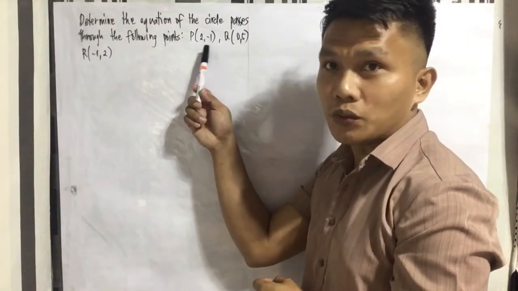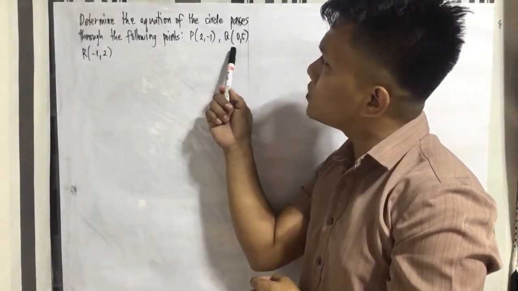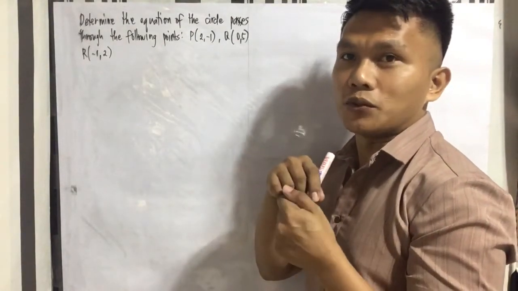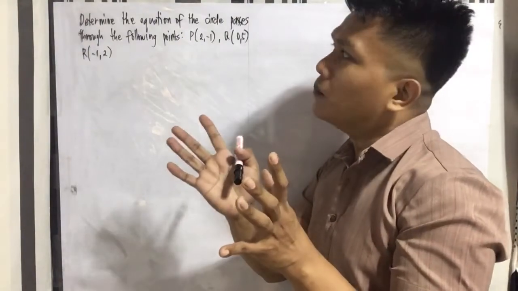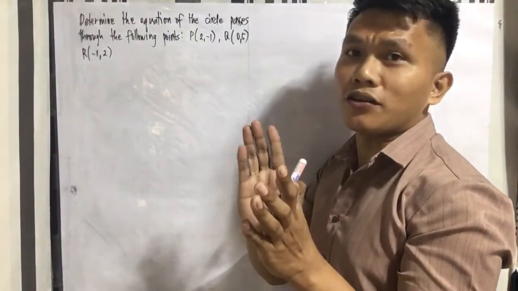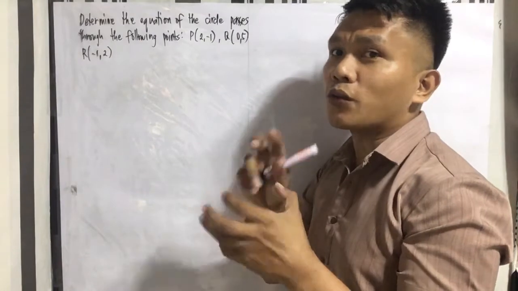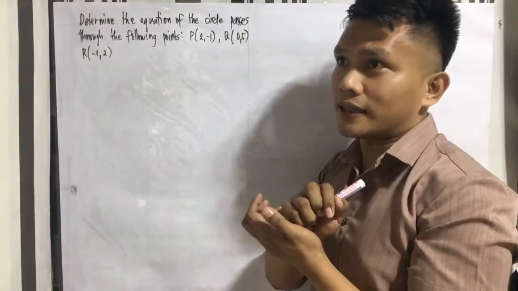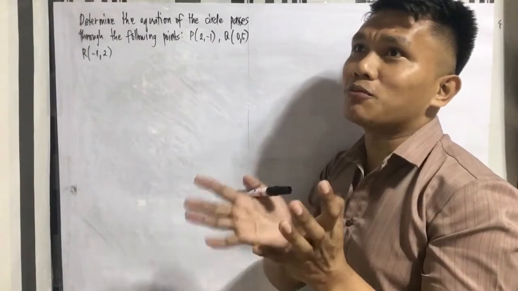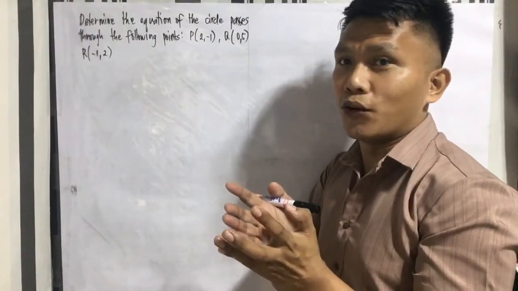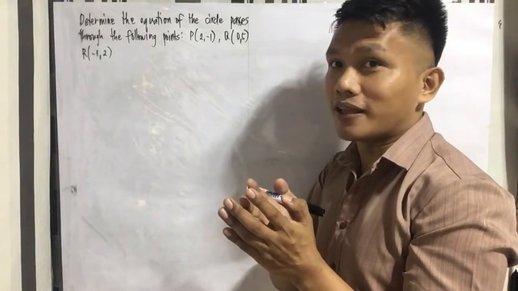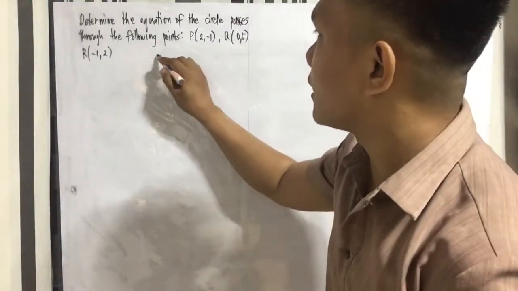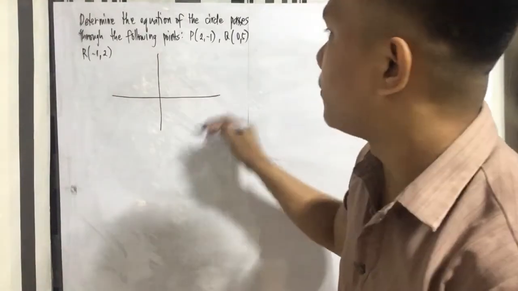For example, determine the equation of the circle that passes through the following points: point P (2, -1), point Q (0, 5), and point R (-1, 2). For this kind of problem, the first thing you have to do is locate those points in the Cartesian plane. Why? Because it helps you visualize what it looks like, and to check whether the given points are real, whether the circle can pass through them.